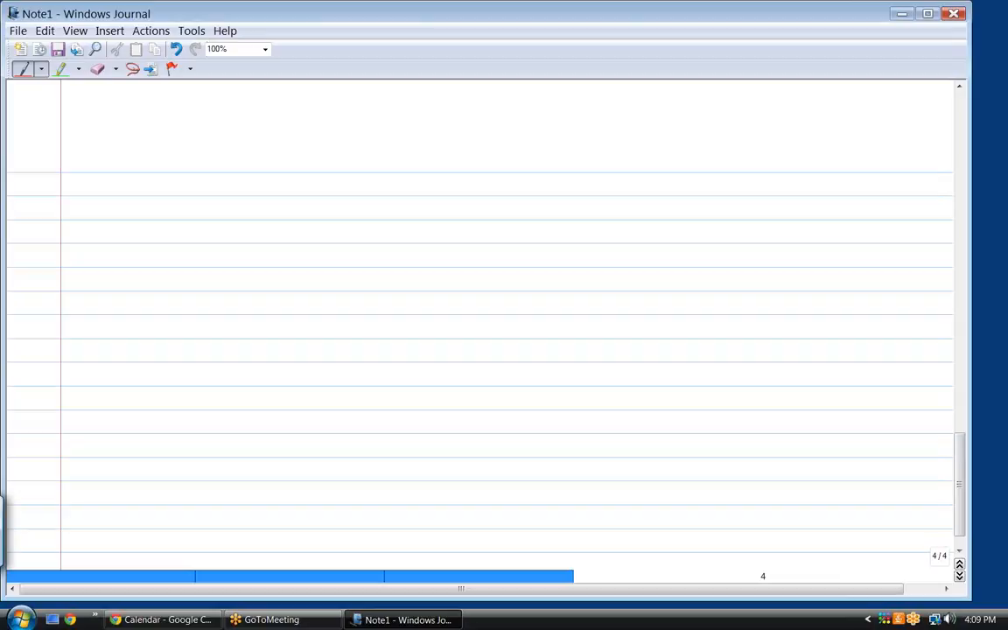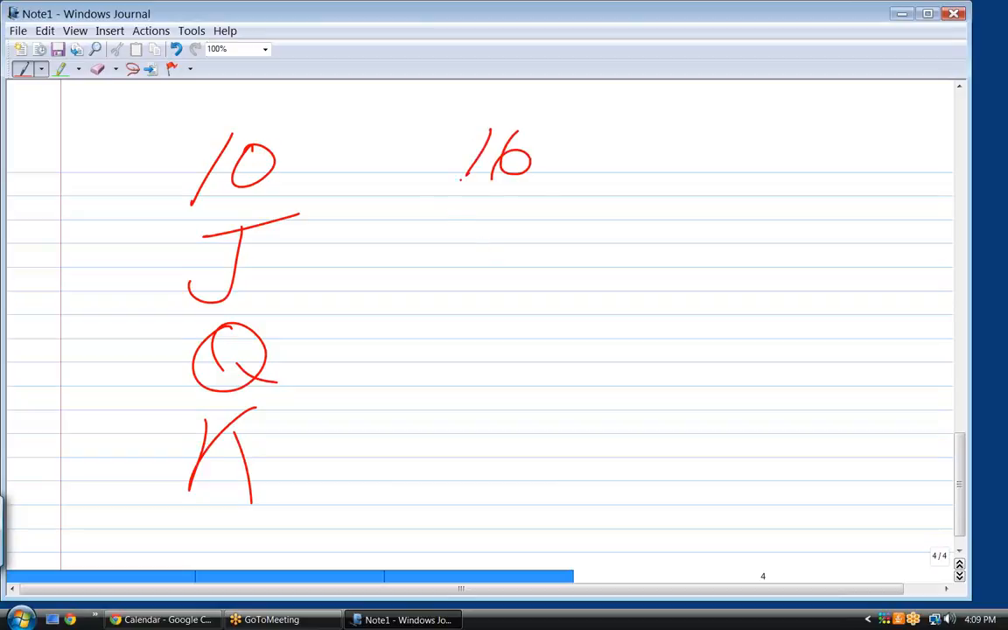What's the probability of getting a face card or a 10? In other words, one of those 4 cards. You can leave it as that. You don't need to simplify it. Okay. 16 over 52.